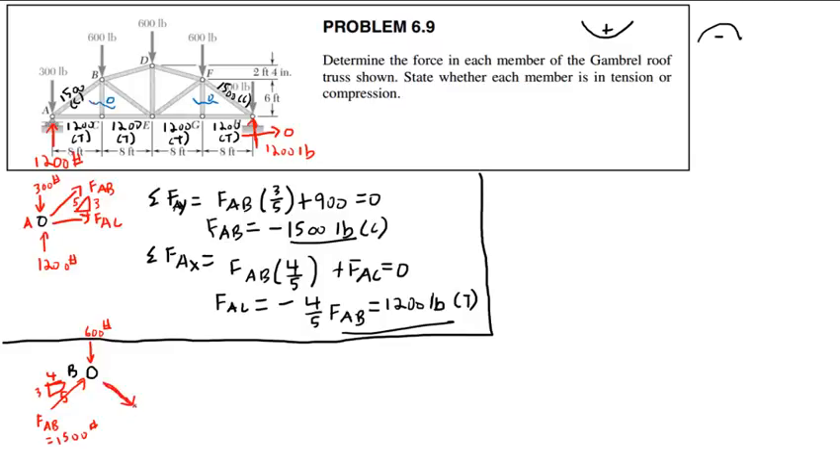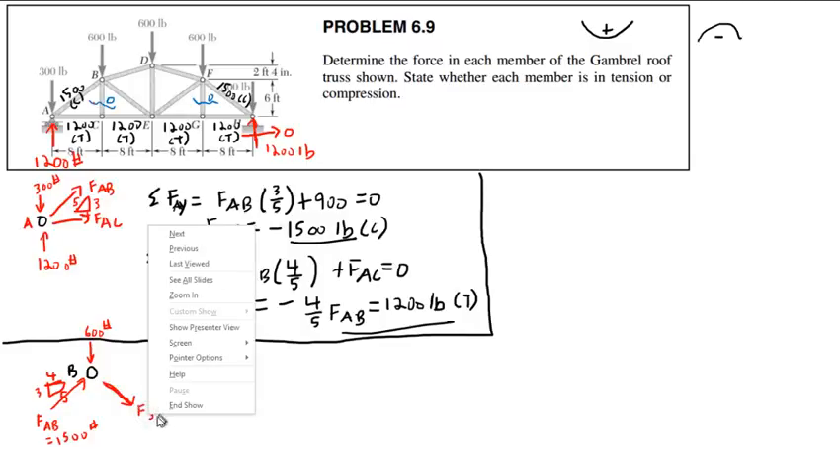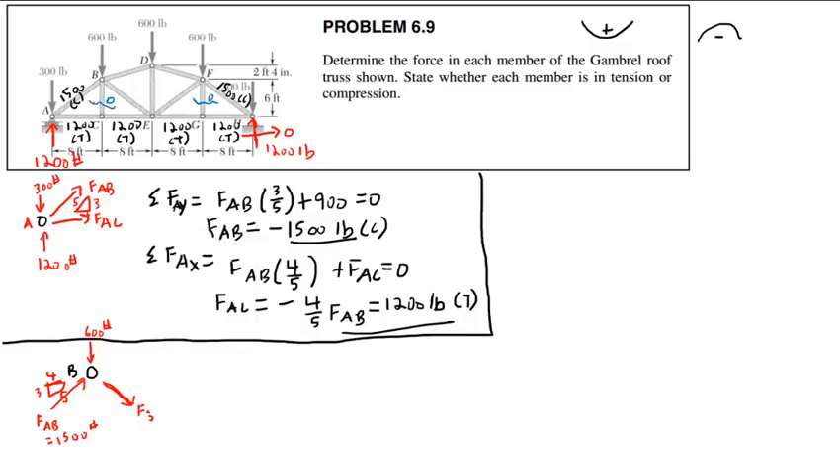FBE, and FBE is also a 3, 4, 5 triangle. And finally, I have FBD. FBD, and its triangle is not so pretty. Let me just draw this one out here. There's a little more room.